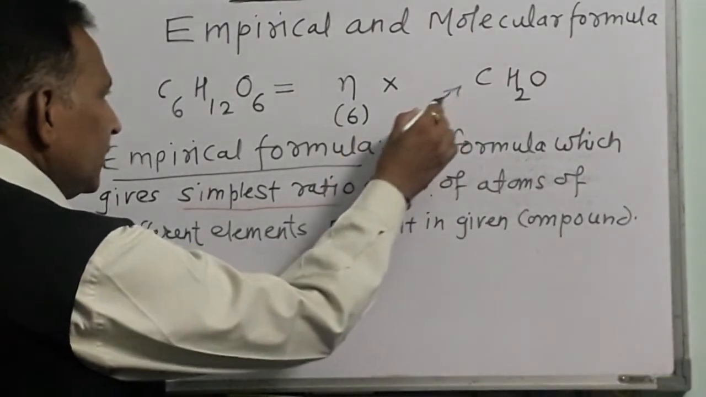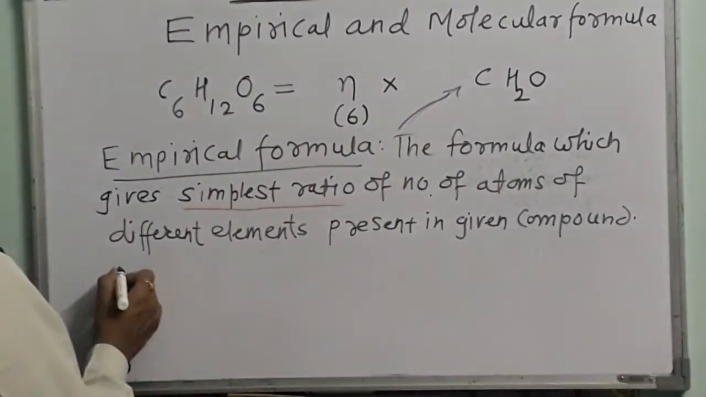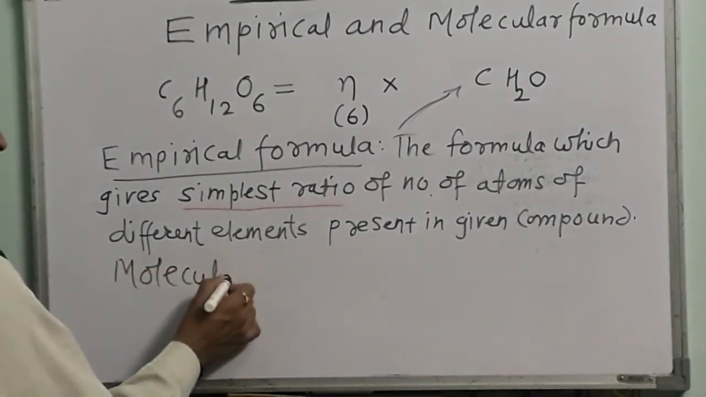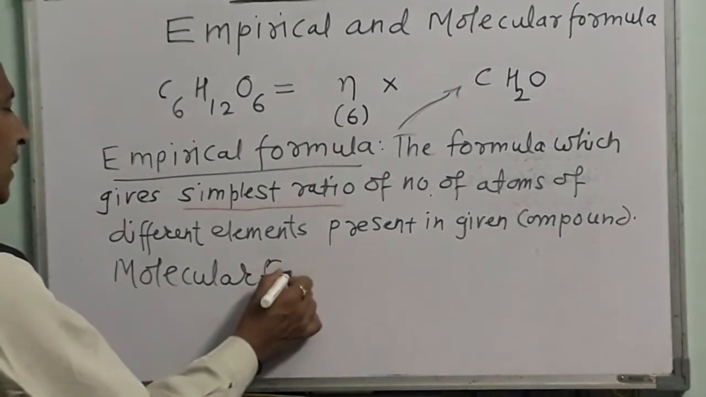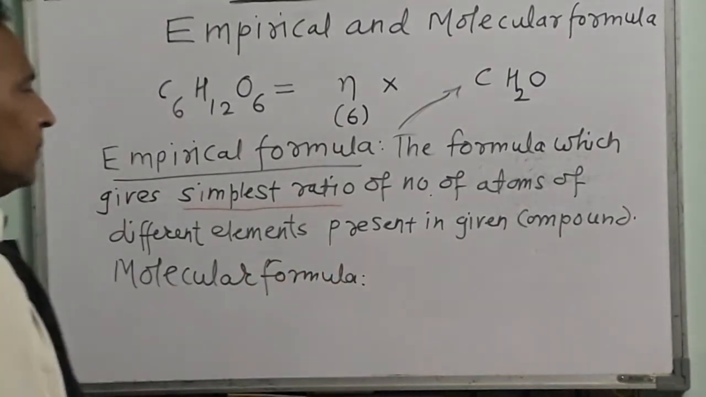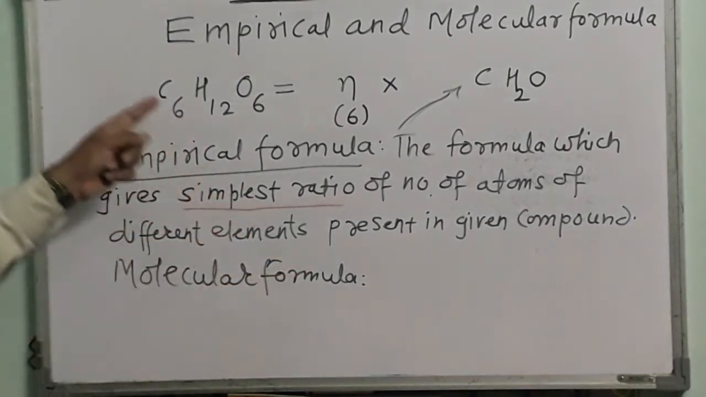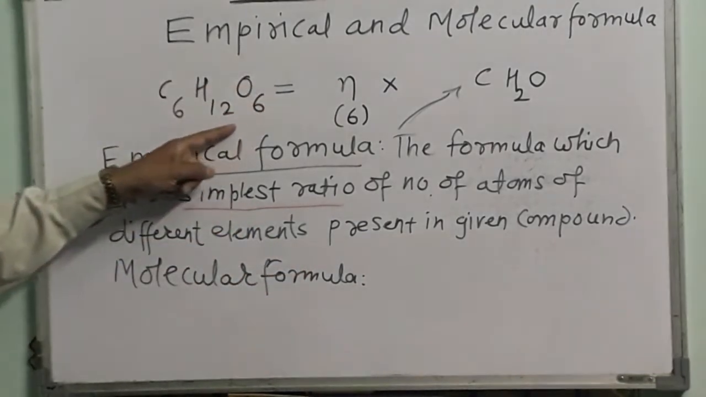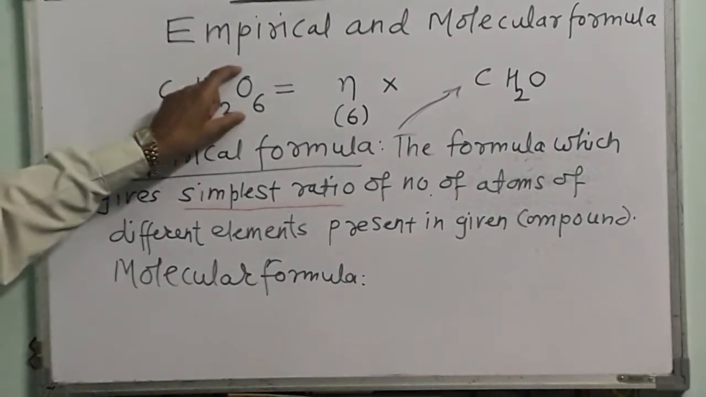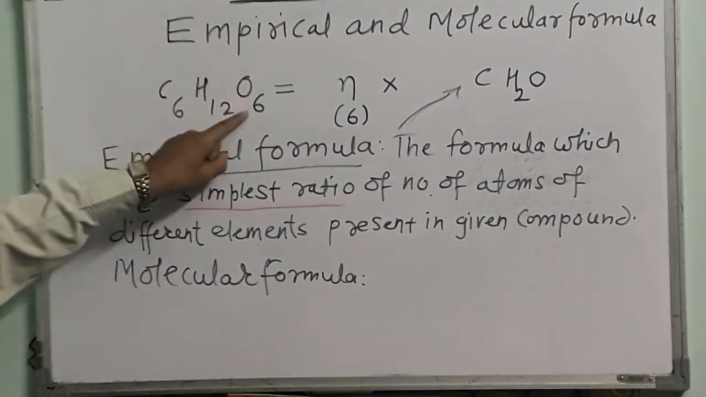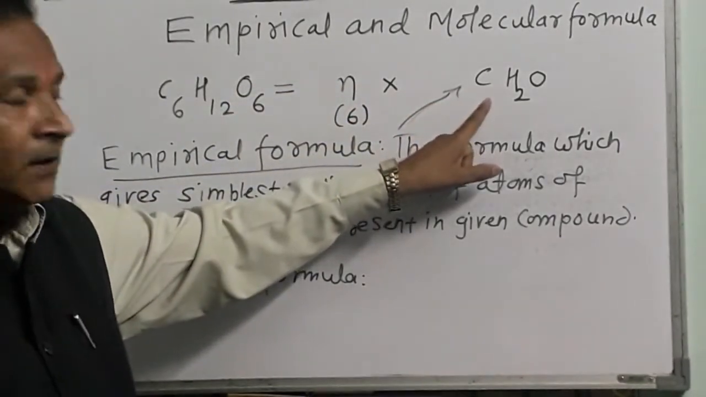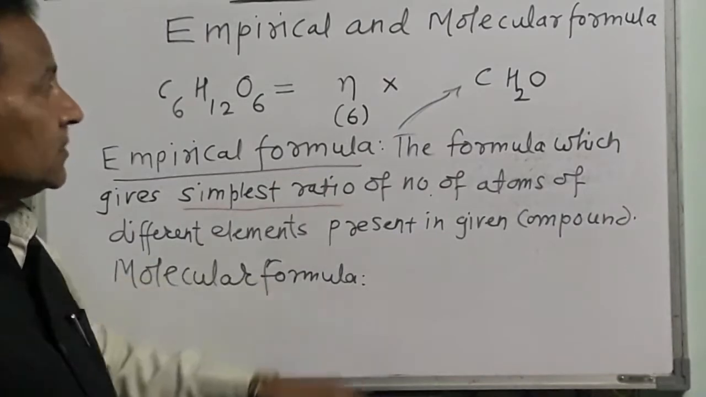Now what information is given by the molecular formula? Molecular formula क्या देता है? Molecular formula gives the actual number of atoms of different elements. तो ये सही फॉर्मूला यहाँ पर समझ में आता है. How many carbon atoms are there, how many hydrogen atoms are there actually, and how many oxygen atoms are there actually. यहाँ पर actual number of atoms समझ में नहीं आते, तो simplest ratio समझ में आता है.